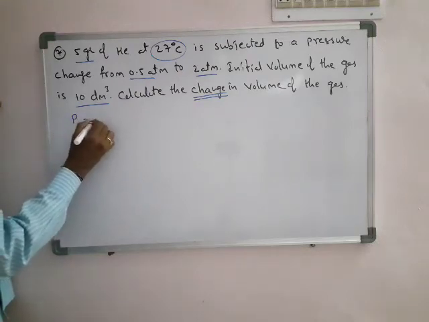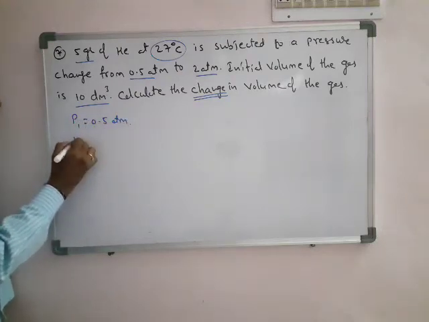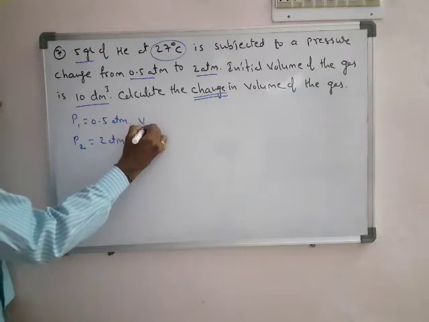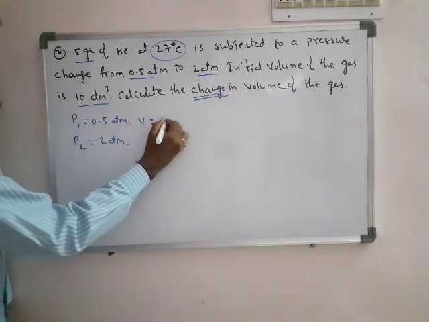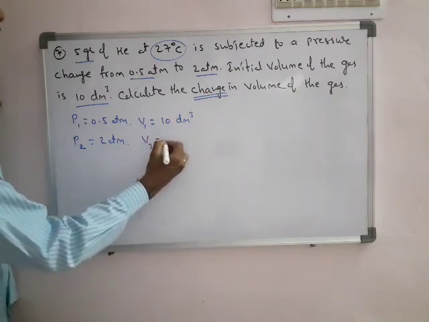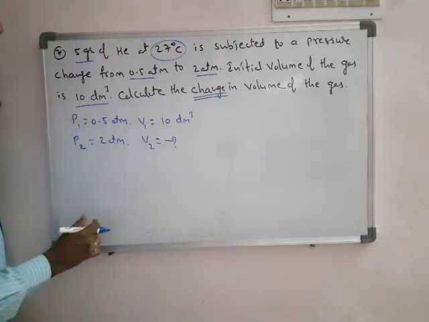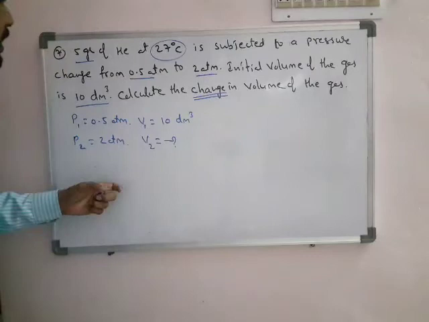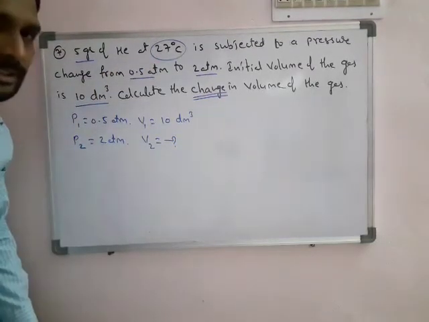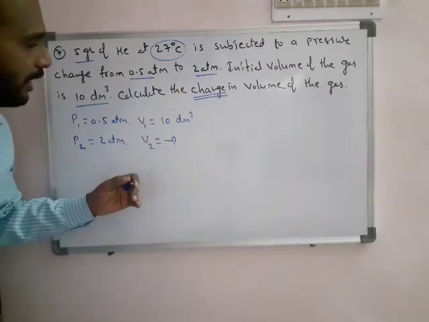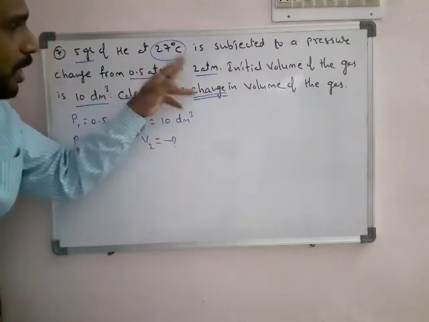What are the given values and what we need to calculate? Starting pressure is how much? 0.5 atmosphere. The final pressure becomes 2 atm. What is the initial volume? 10 decimeter cube. Decimeter cube is nothing but liter. What is V2? There is no need of temperature and weight. So P1, P2 are there, V1 is there. We need to calculate V2. Temperature change, T1 T2 would be taken, but there is no need of taking temperature because temperature is constant.